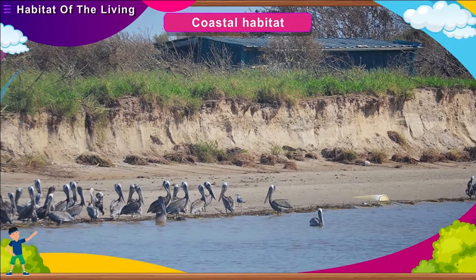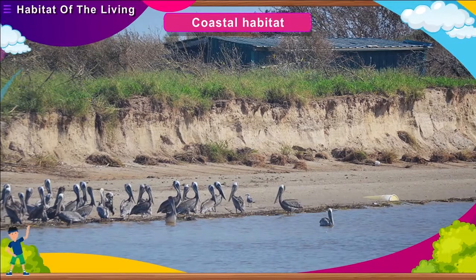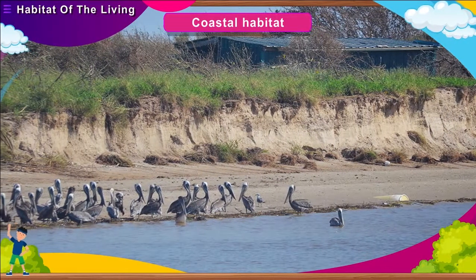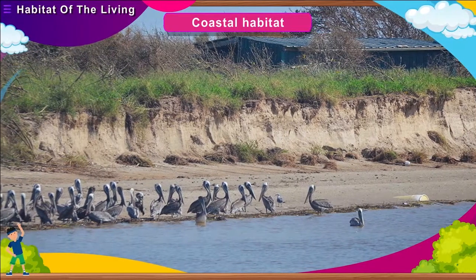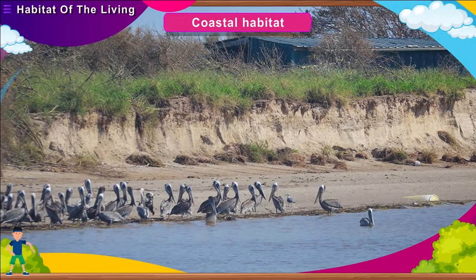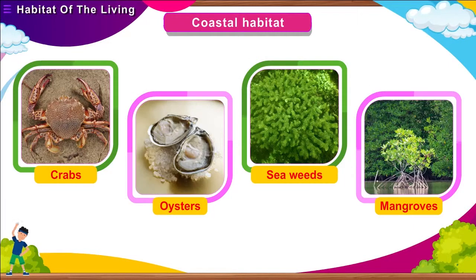There are a variety of coastal habitats that support different types of living organisms. Estuaries are coastal regions where a river or stream containing fresh water meets the salty water of the sea. These unique habitats are supported by organisms like crabs, oysters, seaweeds, and mangroves.